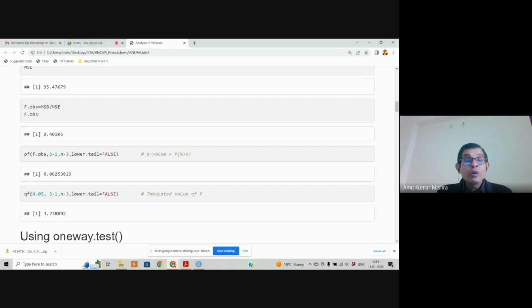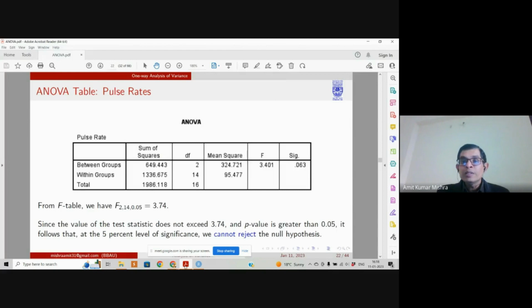So the observed value comes out to be 3.4015. Now this is the observed value. Now you want to find the critical value. The same you can get here. This is the observed value, 3.401. What is the critical value? Here it is written as 3.74. You can see the critical value is written as 3.74.